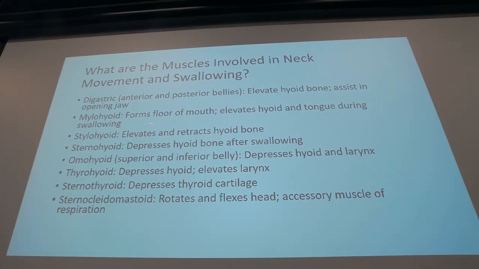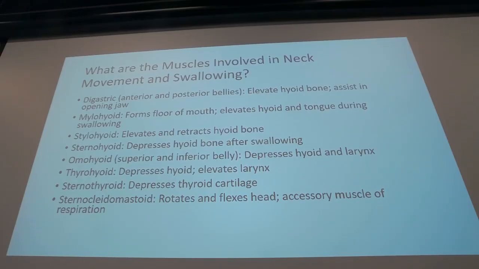Now, the stylohyoid elevates and retracts the hyoid. So anything that elevates the hyoid, like digastric, mylohyoid, and stylohyoid, are what we call the suprahyoid muscles because they are located above. Supra means above the hyoid.